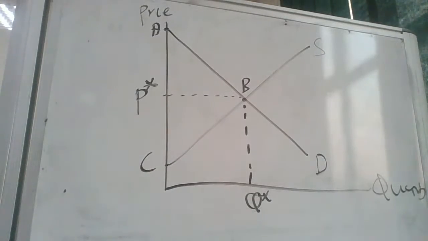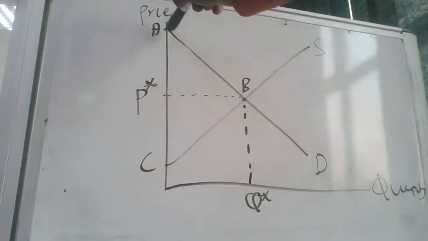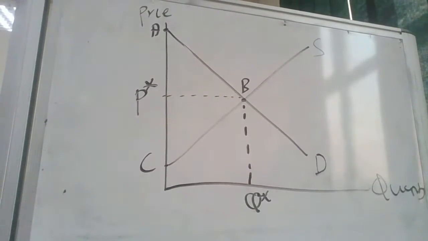So in the market, remember that the demand curve shows the relationship between the price of a given commodity and the quantity that consumers will get in the market. Meaning that at point A, consumers will be willing to pay the price up to that much. And at point B, consumers will be willing to pay a price up to P star. Actually, that's the price that they are getting from the market.